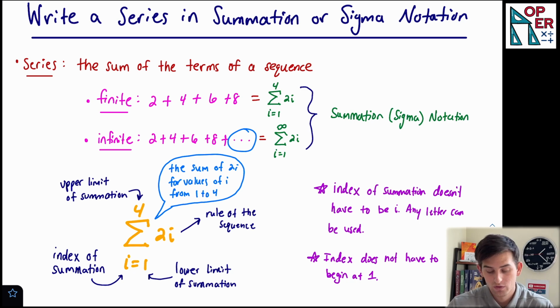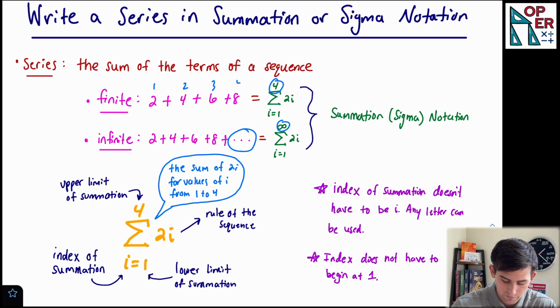So now in sigma or summation notation, notice we have the Greek letter sigma. So that's where the sigma notation comes into play. And notice on the top we have the amount of terms that we're going to include in our series. So for finite, notice we only had 1, 2, 3, and 4 terms. So that's why there's a 4 at the top. That is called our upper limit of summation. Now our lower limit of summation is going to be at the bottom of our sigma, and it's going to be i equals 1 in this case because we're starting with the first term.